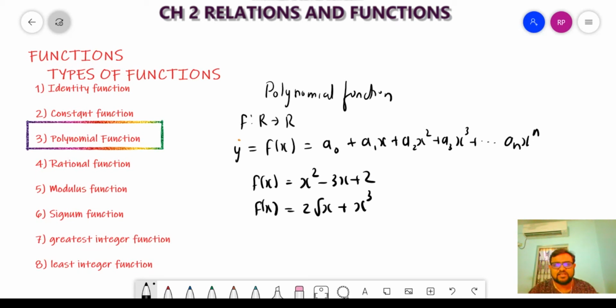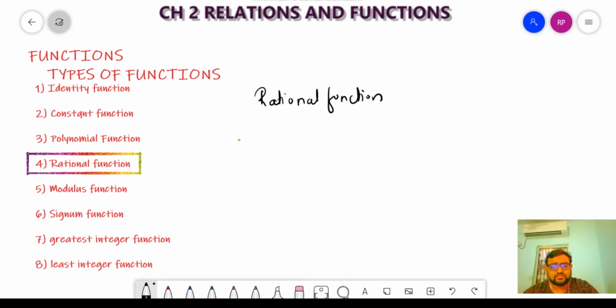Clear? Now let's take the next one, that is rational function. Rational functions are the type of functions which can be expressed as f(x) upon g(x), where both f(x) and g(x) are polynomial functions, provided g(x) is never equal to 0. Right? So such type of functions are called rational function. Now let's move to the next one.